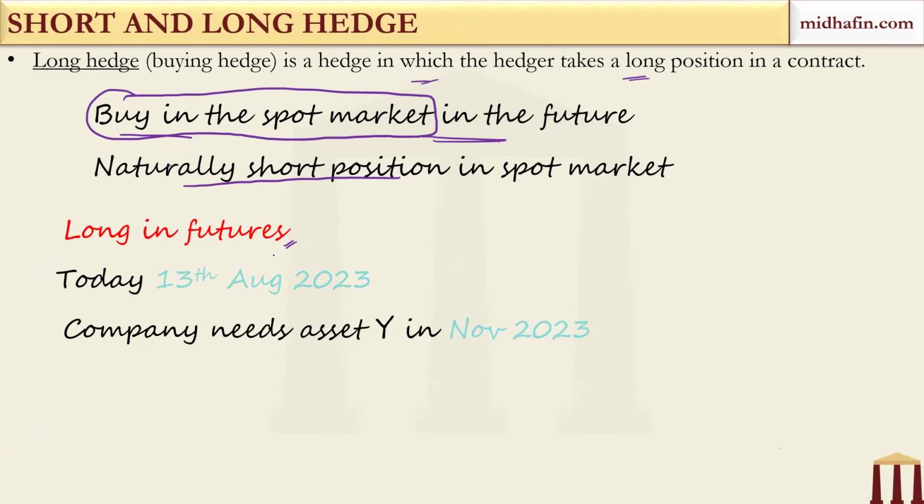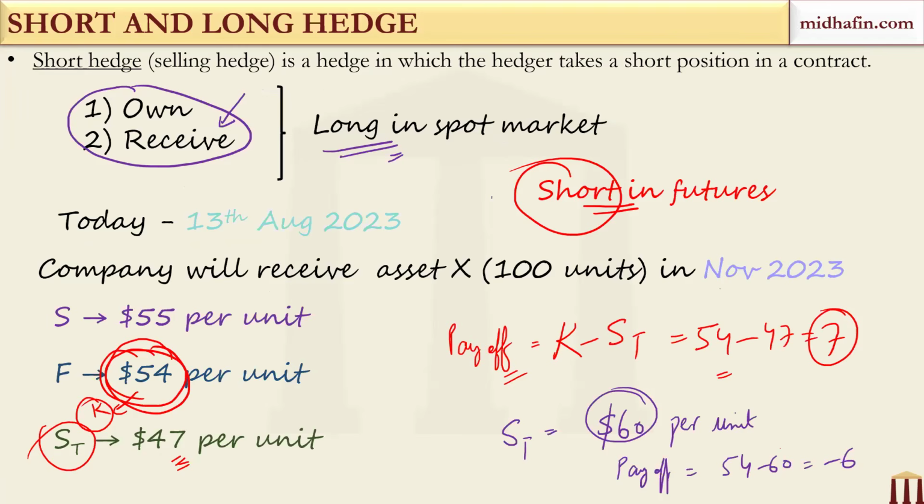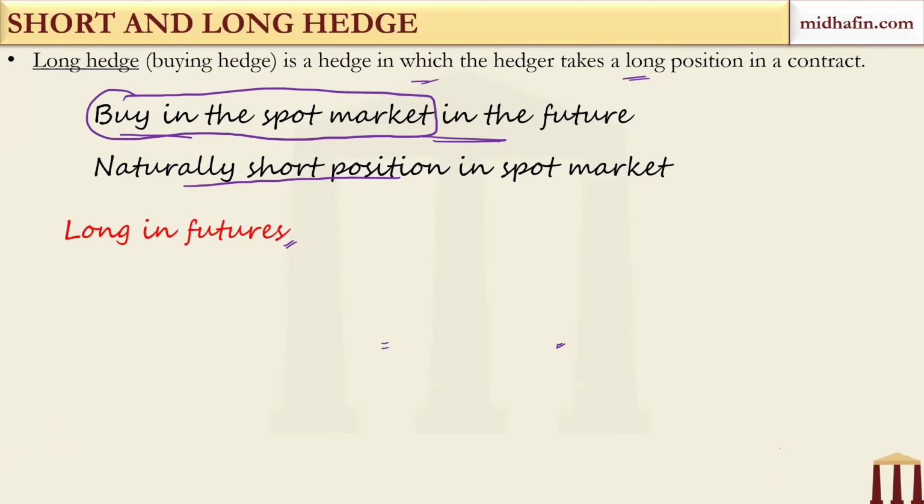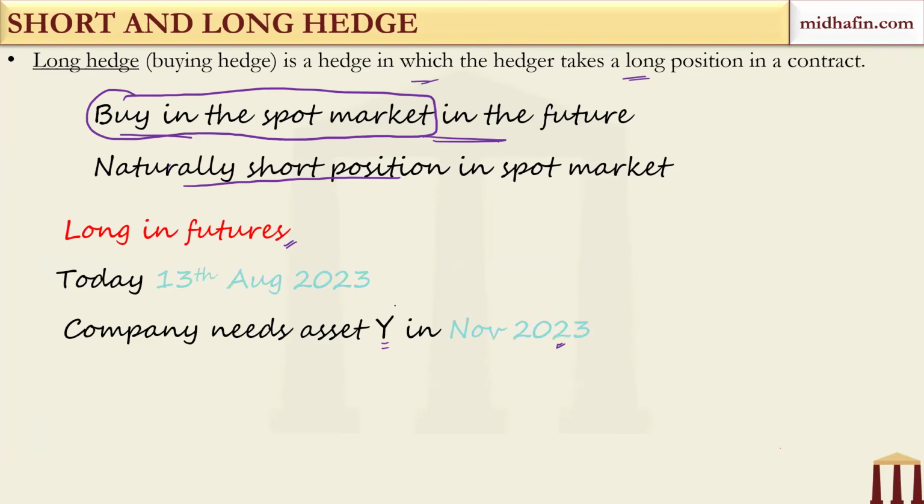So for example, if today is 13th of August 2023, there is a company which needs asset Y in November 2023. Now we can just reconstruct this example to make this point more clear. Why naturally short, and why over there naturally long? Naturally long was quite clear: own or receive. So let's say we are talking about a farmer who's about to harvest crops, corn. The farmer is about to own, say, 1,000 bushels of corn. Now, this is the perspective of a cornflakes company. This cornflakes company needs raw corn to produce cornflakes.